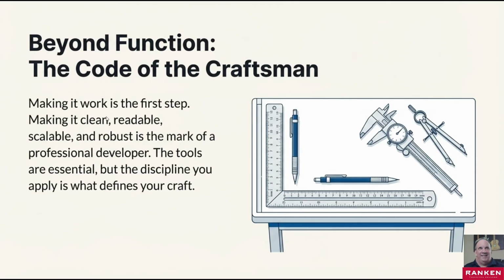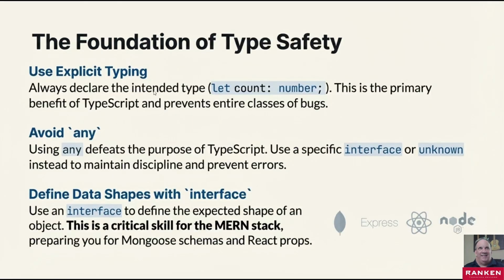So making it work is the first step. Making it clean, readable, scalable, and robust is the mark of a professional developer. The tools are essential, but the discipline you apply is what defines your craft. The foundation of type safety: use explicit typing. Always declare your intended type. Let count equals number. This is the primary benefit of TypeScript and prevents entire classes of bugs. Avoid any. It defeats the purpose of TypeScript. Use the specific interface or unknown. We didn't really do that in this example, but we've talked about this before.